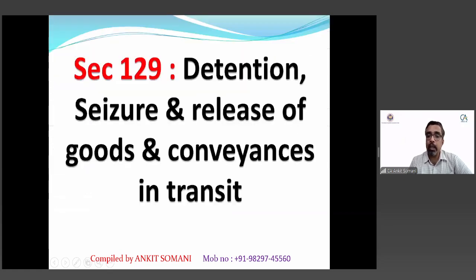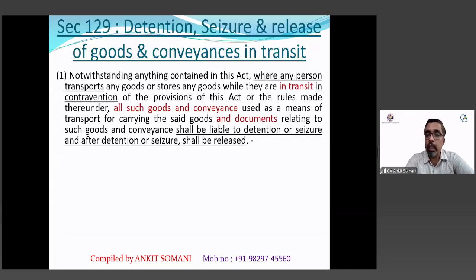Section 129 deals with detention, seizure, and release of goods and conveyances in transit. Let's have a look at this in detail. Subsection 1: notwithstanding anything contained in this Act, where any person transports any goods or stores any goods while they are in transit. Now, I have highlighted the phrase 'in transit'; this is very important. We will discuss this in detail later on. While they are in transit, in contravention of the provisions of this Act or the rules made thereunder, all such goods and conveyance used as a means of transport for carrying the said goods, and documents relating to such goods and conveyance, shall be liable to detention or seizure, and after detention or seizure shall be released.